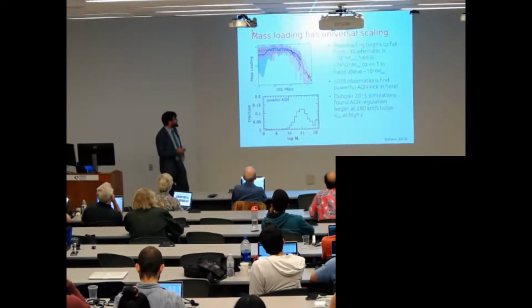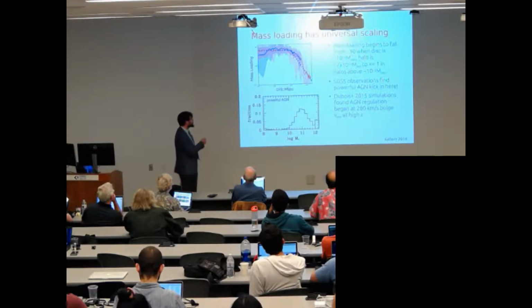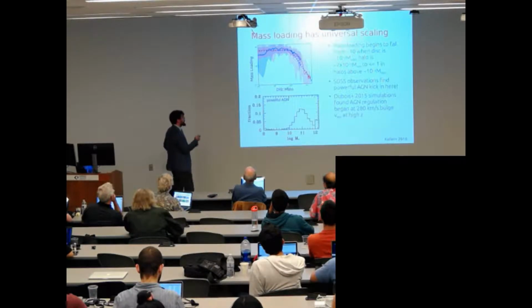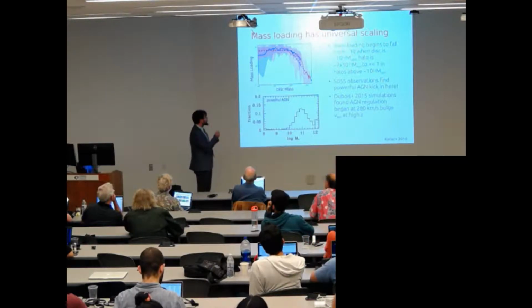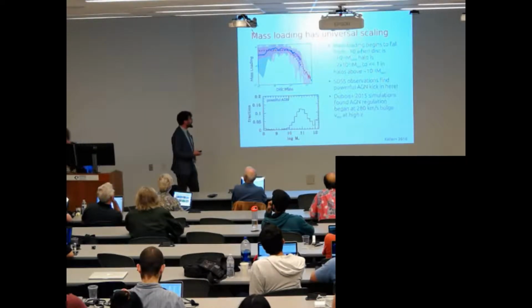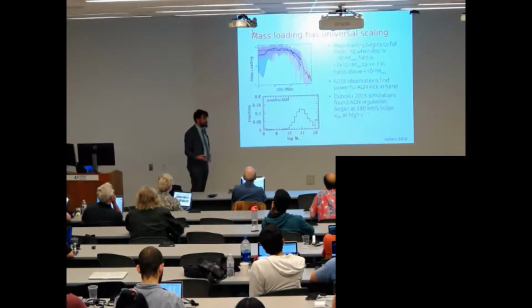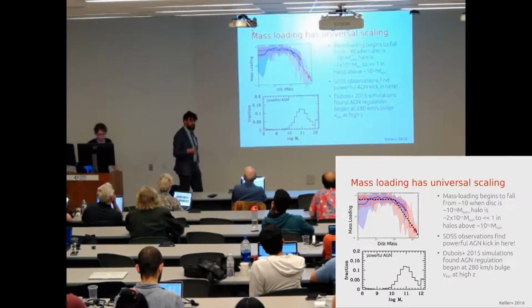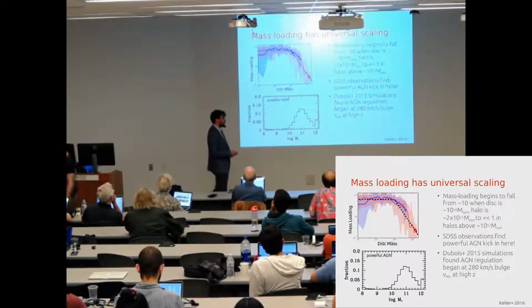And the reason for this comes down to a universal scaling between the mass loading of your winds and the mass of your disk or your halo. As soon as you reach a certain characteristic mass, the critical mass of these outflows, your mass loading begins to fall precipitously. And because of that, you end up having more material retained by the galaxy, and that retained material can form stars like gangbusters.